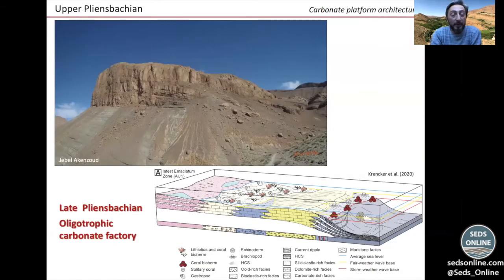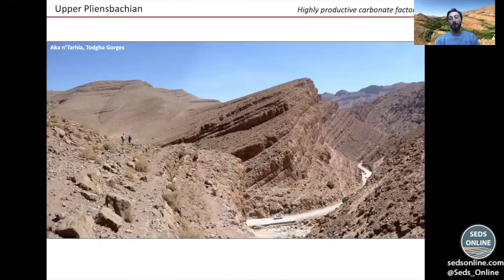In terms of platform architecture, this late Pliensbachian was characterized by a non-rimmed platform, a non-rimmed shelf, right? And we're very lucky to see the transition from the inner platform to the outer platform here, and you can really nicely see the shape of this form. I will come back to that later when we talk about relative sea level change, right? But all in all, during the Pliensbachian we had an oligotrophic carbonate factory. So a very healthy carbonate factory, and also very productive.